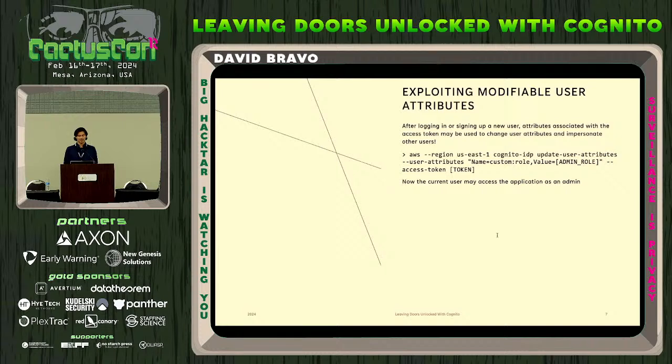Cool. Exploiting modifiable user attributes. Remember that concept from before, where you can have custom attributes for users in the user pool? You could think of it as a role or anything. Let's use the example of a role. If I create a user and my role is user, but the user pool allows me to modify the value of that role, then you have a scenario where you may be able to escalate privileges and do some unintended actions in the application.